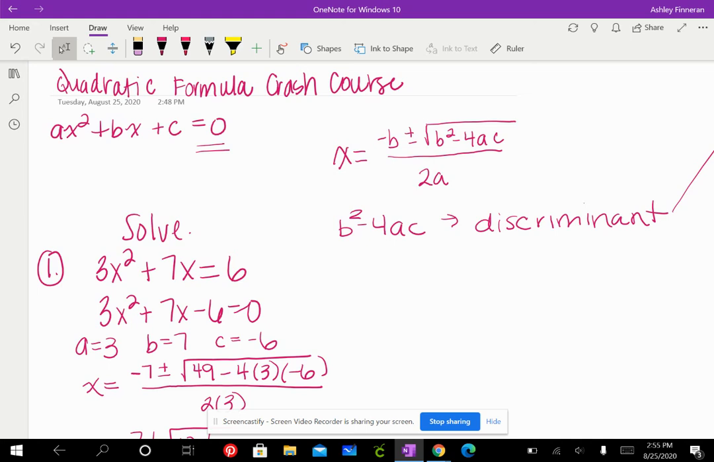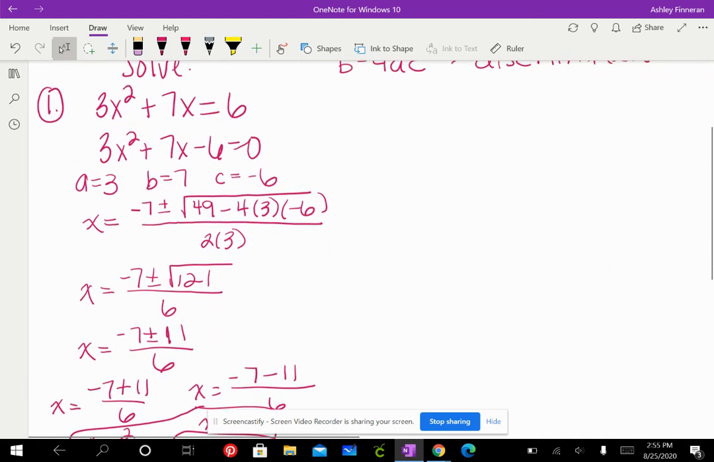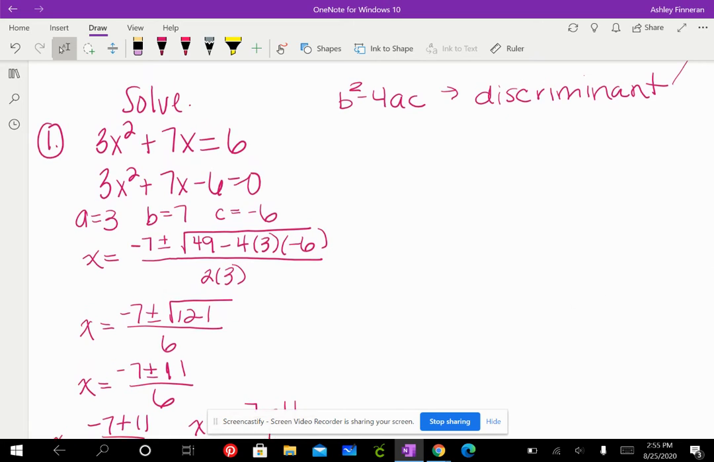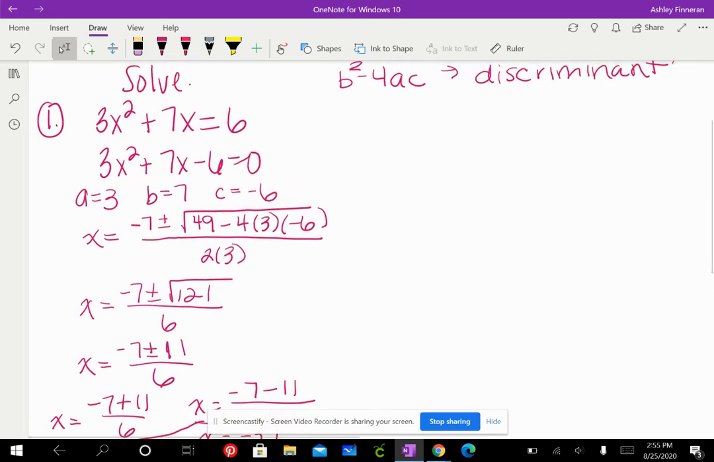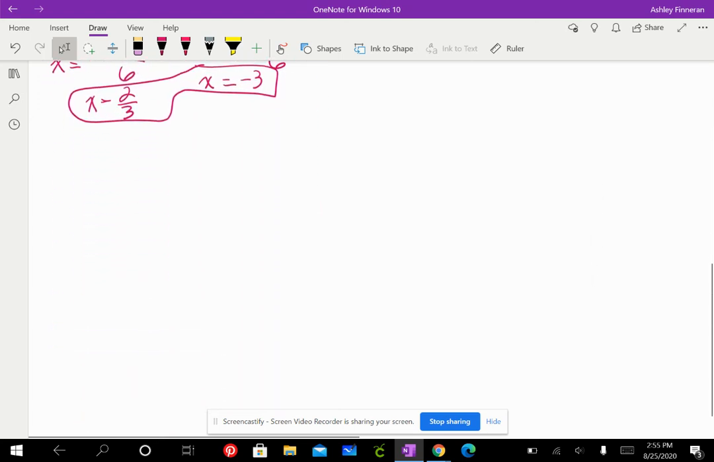And so I chose this one on purpose because I knew it was actually factorable. I could have factored it and got the answers. But I wanted to show you what that looks like with the quadratic formula. In most situations, I would not have done the quadratic formula. I would have factored it.